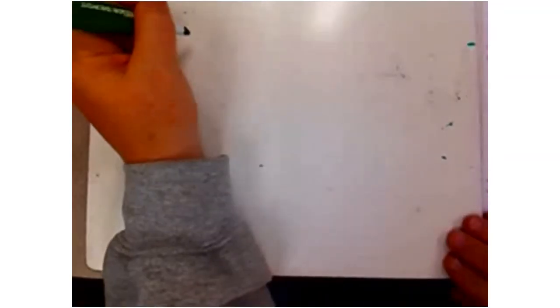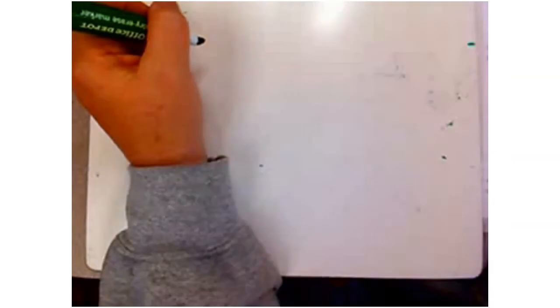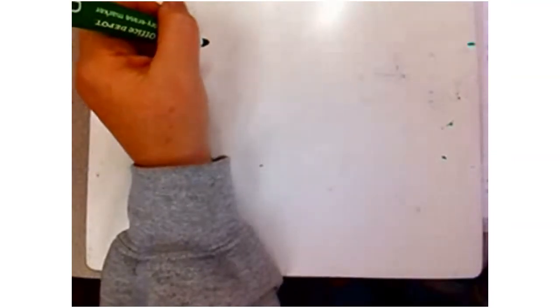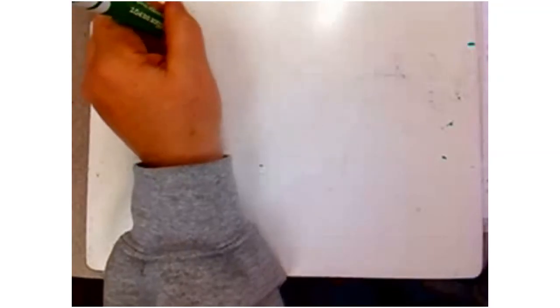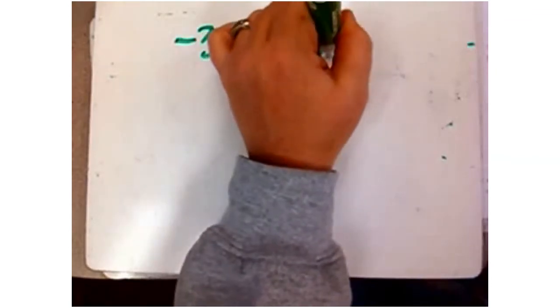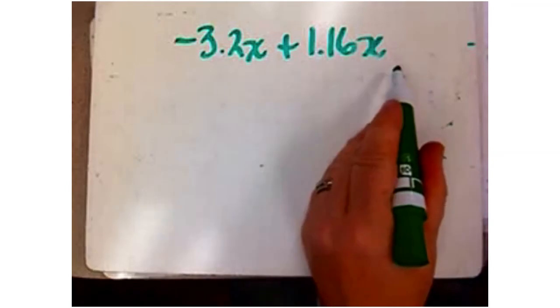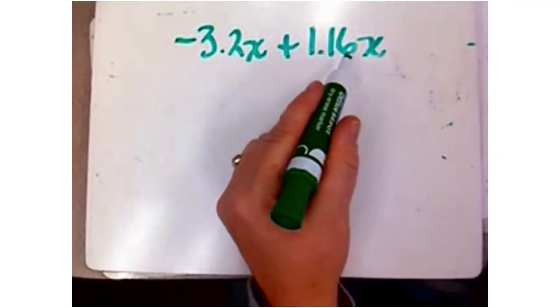So remember, we can combine terms, right? We can combine X's, we can combine Y's, we can combine A's or B's, but we have to combine them only with each other. So X's go with X's, Y's go with Y's, A's go with A's, B's go with B's. So example 5 has negative 3.2x plus 1.16x. So we know we can combine these because they're both x's. So we're going to have a negative 3.2 and a positive 1.16.